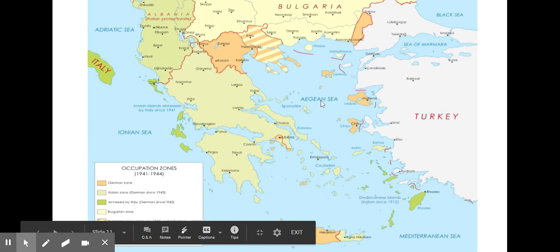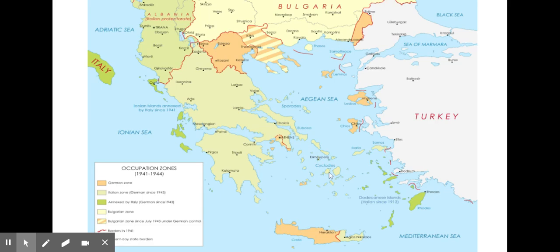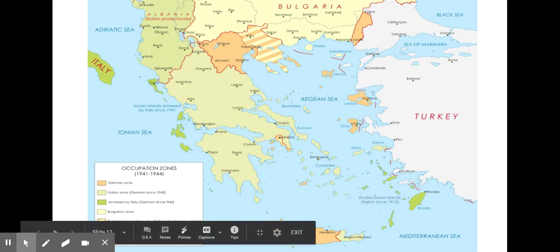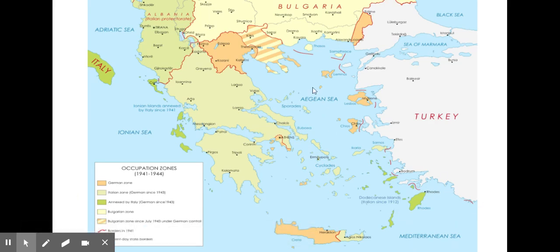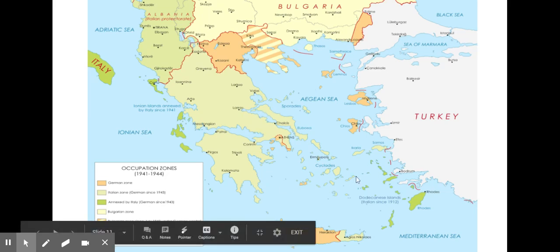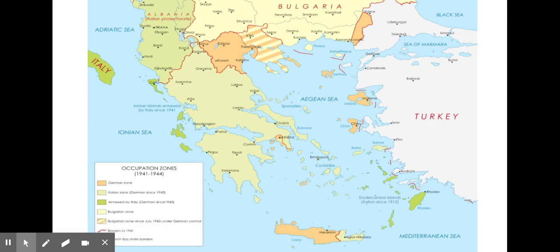And again, the big sea they surround is the Aegean Sea and then the Mediterranean Sea right down here. So this is a map of what Greece looks like today. One cool thing about Greece is that it's filled with a bunch of islands, and we're going to learn more about what Greece is like here in just a little bit as we go through our read aloud.